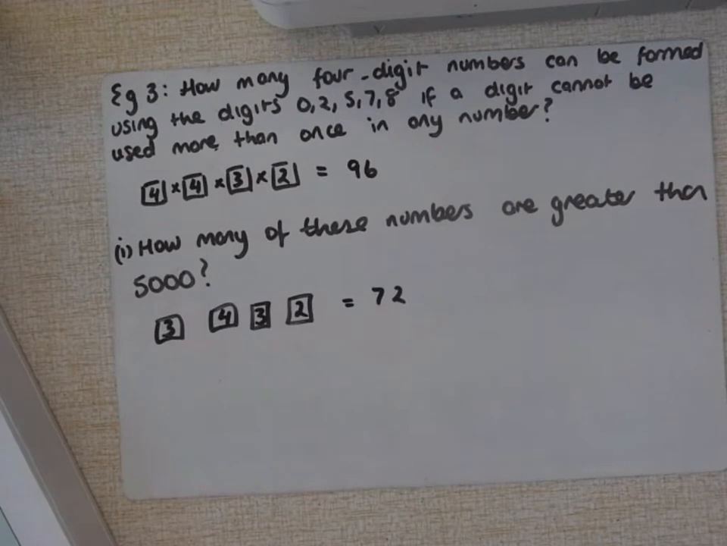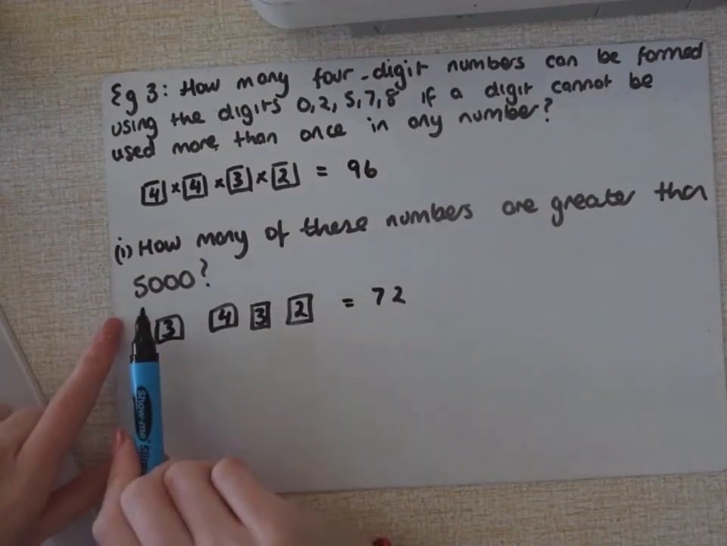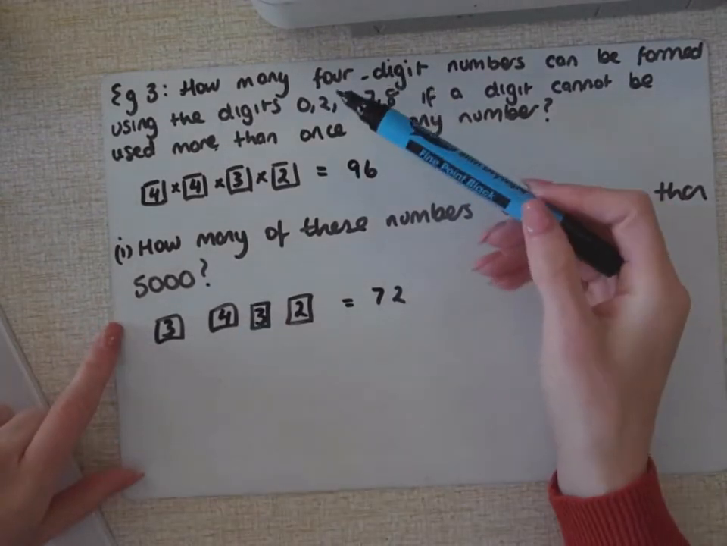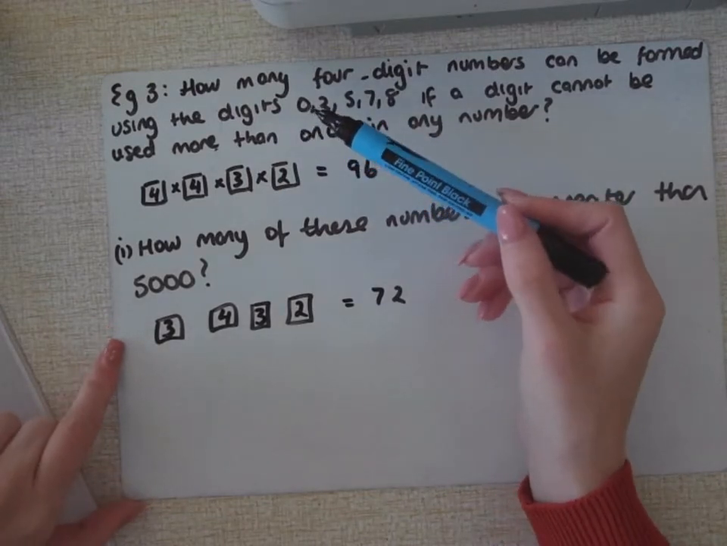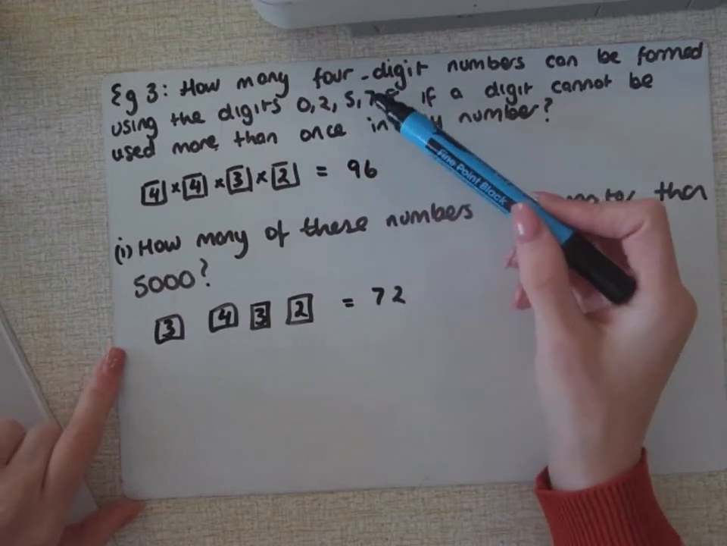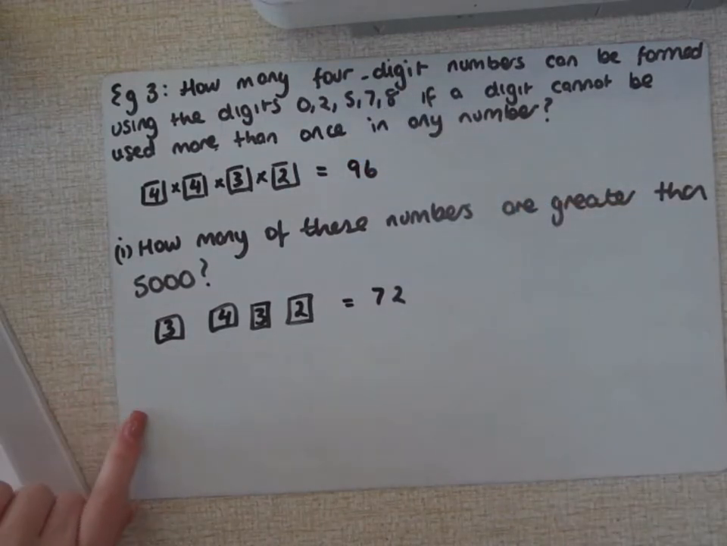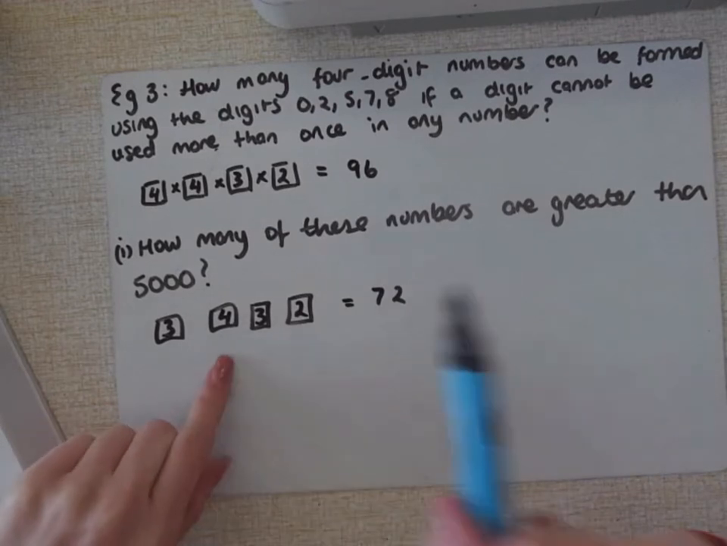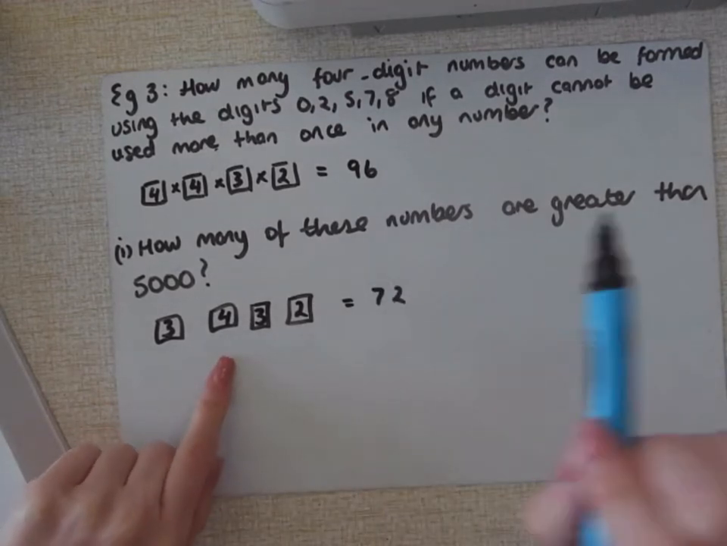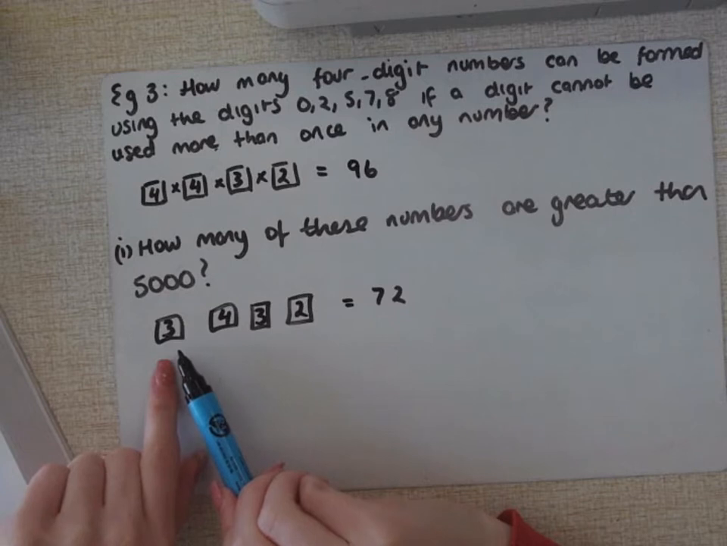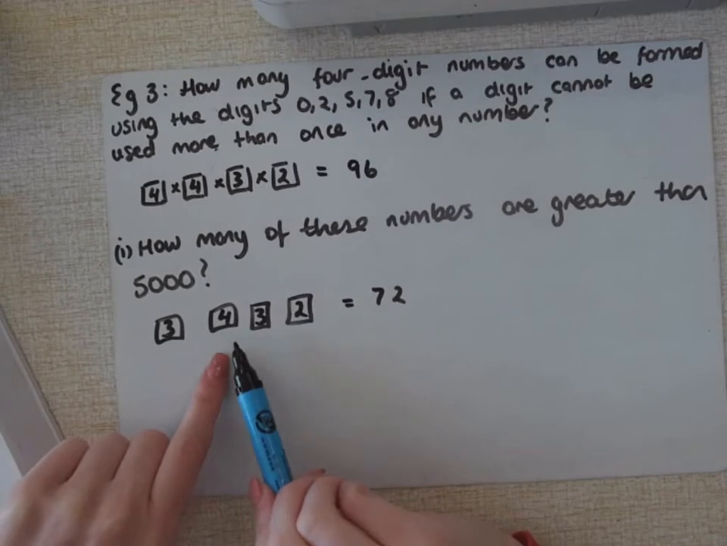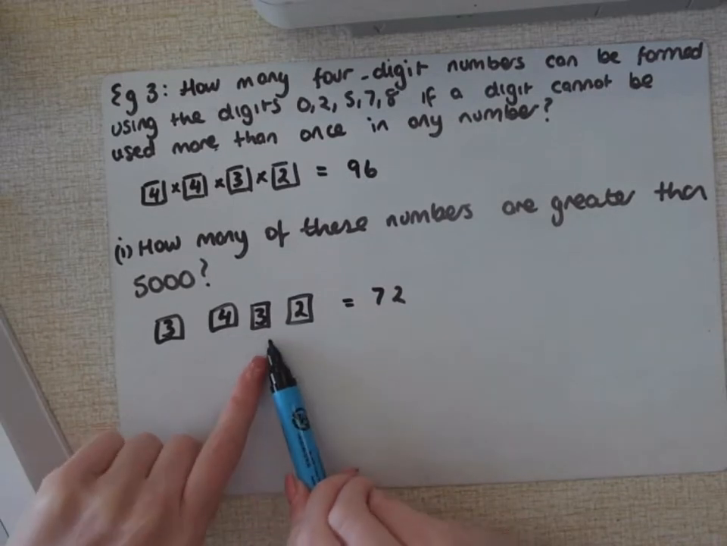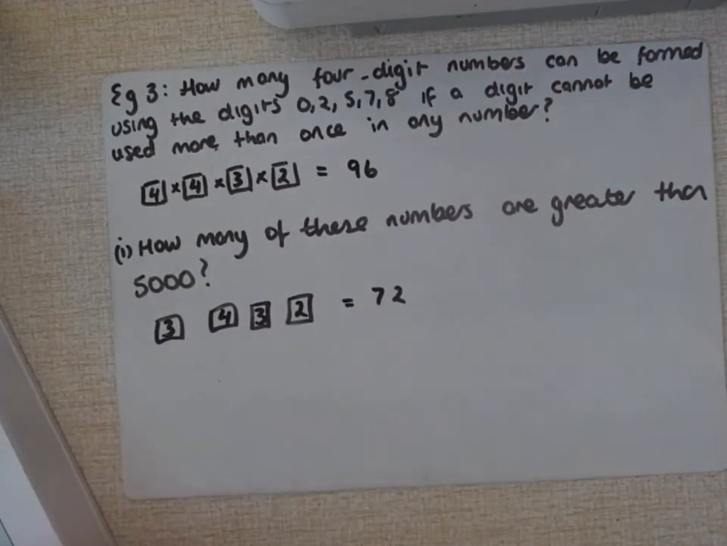Wait, Miss, how is it 3 at the start? Because it has to be bigger than 5,000. If my number is bigger than 5,000, it can't start with 2 because that would be 2,000. Can't start with 0 because you can't have a 4-digit number starting with 0. So it must start with 5, 7, or 8. Because I've used one of 5, 7, or 8 here, I don't know which one, but I've used one. So let's say I've used 5. I've 7, 8, 0, and 2 left for here. Then I've used another one, so I've only 3 left, 2 left. Is that alright? Okay, so that's example 3.